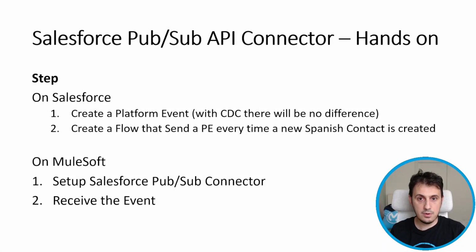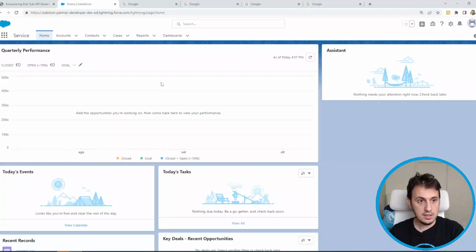Okay, let's see a little demo of this brand new MuleSoft connector. First, we move to Salesforce and we create a new platform event. For this purpose, we can also use a change data capture event. There will be no difference. Then we move on to flow creation in Salesforce, and we create a flow that sends a platform event every time a new Spanish contact is created. Then we will move to MuleSoft, set up the Salesforce Pub Sub connector, and receive the event. Let's go. Okay, we are on Salesforce.